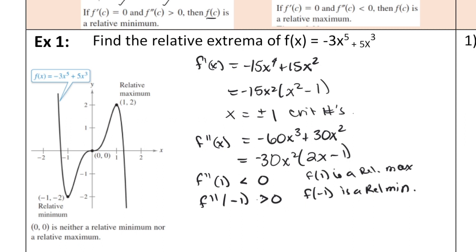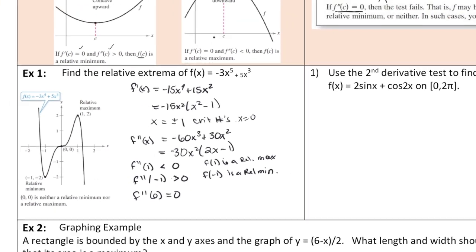Now notice we had another critical number, x equals 0. But when I substitute, f double prime of 0 equals 0. So I really don't have enough information to say if it is a relative minimum or a relative maximum. But looking at the graph, you can see that it is neither a minimum or a maximum.